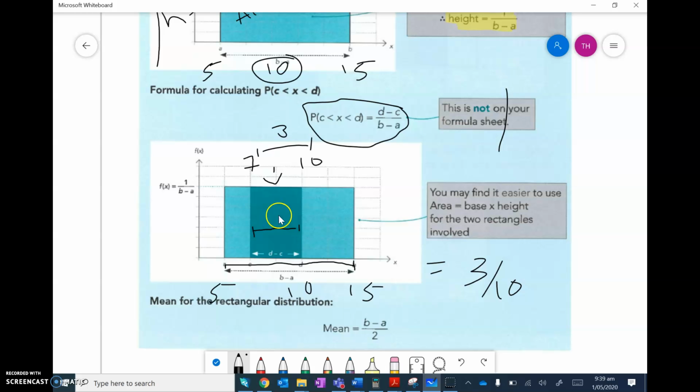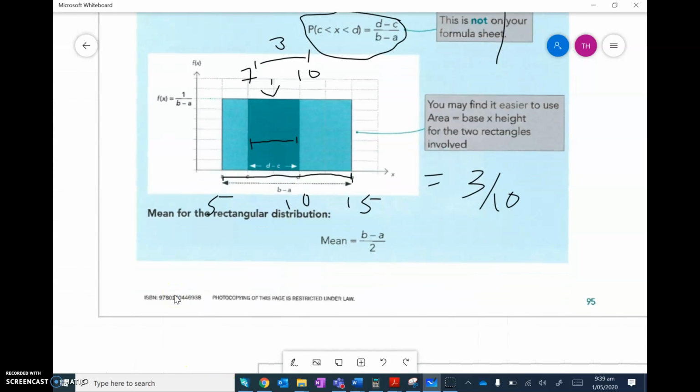And then to work out the mean of a rectangular distribution, the average, it's just the middle value. So if my top value is 15 and my bottom value is 5, my mean would just be 15 minus 5, which again gives me 10, and half of that, divided by 2, is 5. So my mean is just half of the distance here.